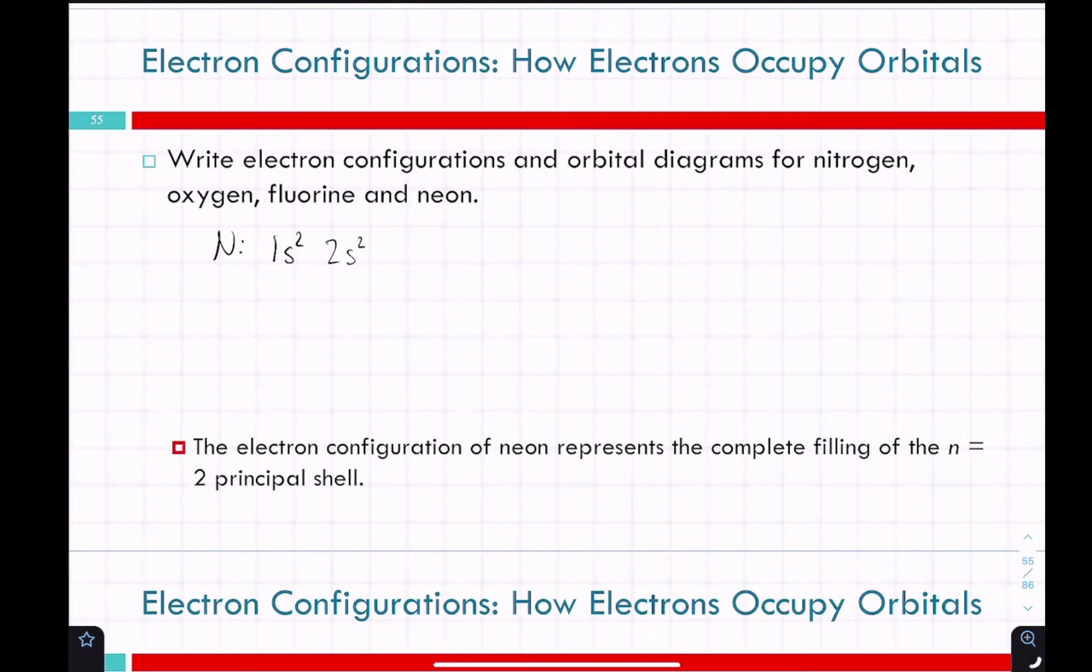And then in the p block, we can use how many elements into the p block nitrogen is to determine how many electrons it will have in the p block. Nitrogen is the third element in the p block: boron, carbon, and then nitrogen. So you can say that this is 2p3.